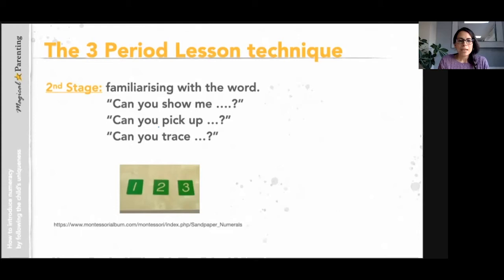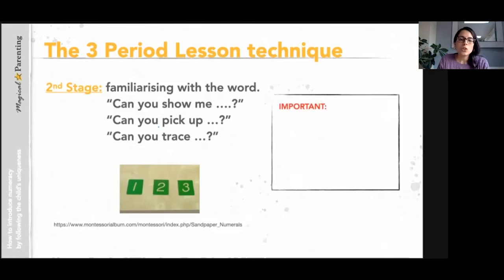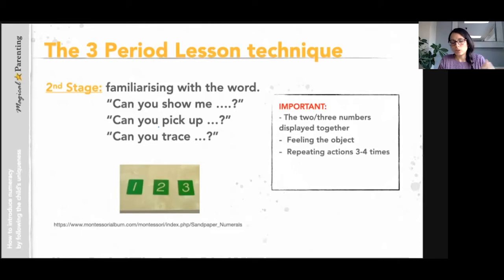And in this case, you can do as well, like, oh, can you put 2 on your head? Or you can move them around and say, where is 2, etc. So as long as you repeat and you make it fun, and you repeat a few times, that will be the second part. So they need to distinguish which one is number 1, which is 2, which is 3. So the important thing again here is to put the 3 numbers displayed together in front of the child, feeling the object again as much as possible, and repeating these actions 3, 4 times.